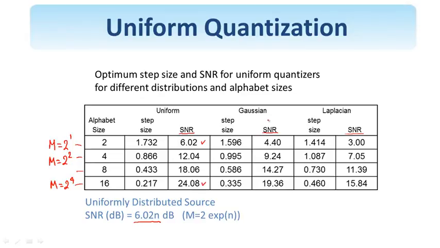For the SNRs for the Gaussian and Laplacian distributions, they are obtained based on experiments. We see that the best performance is achieved when a uniform quantizer is used for the uniform distribution of the input data, because, as we saw a few slides earlier, this is the optimal quantizer.